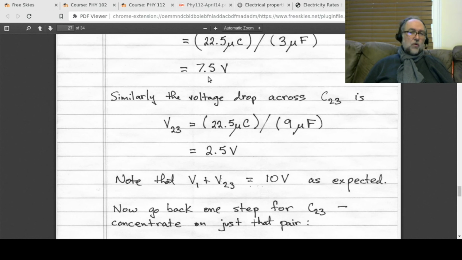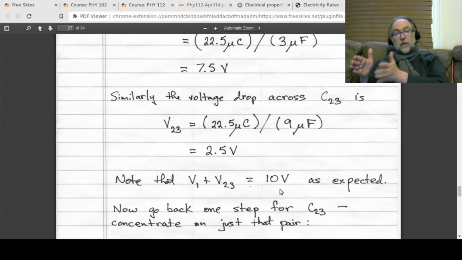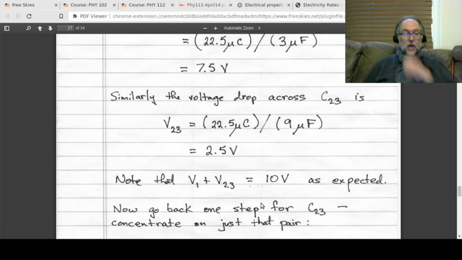So the drop across C1 is 7.5, and the drop across C23 is 2.5. 7.5 plus 2.5 is 10, and that's what you expect, because the total potential drop has to be equal to the potential applied by the battery. So again, across C1 it's 7.5, across C23 it's 2.5, and 7.5 plus 2.5 is 10. There's our check. I'm going a little bit faster than I did with the resistor. It's the same procedure as with the resistor, but now we're thinking in terms of capacitance, voltage, and charge.